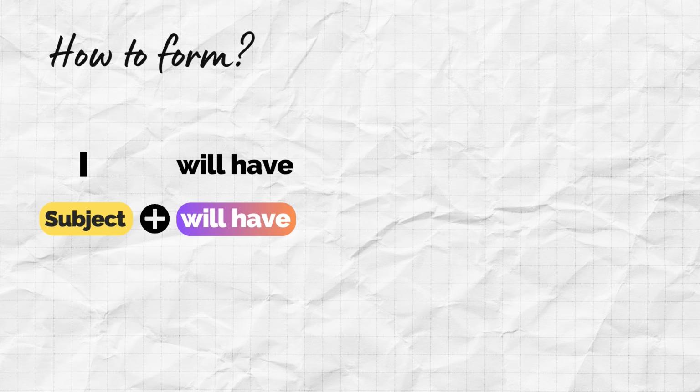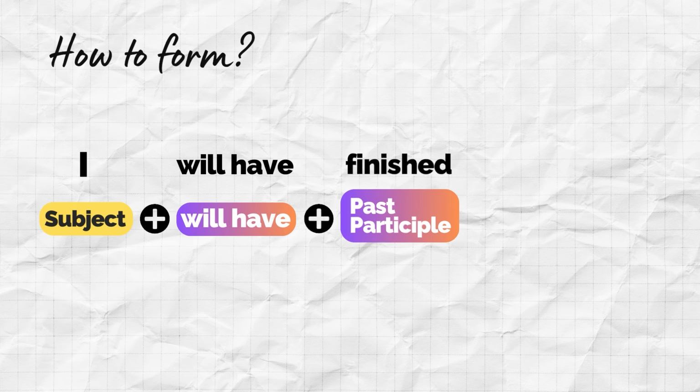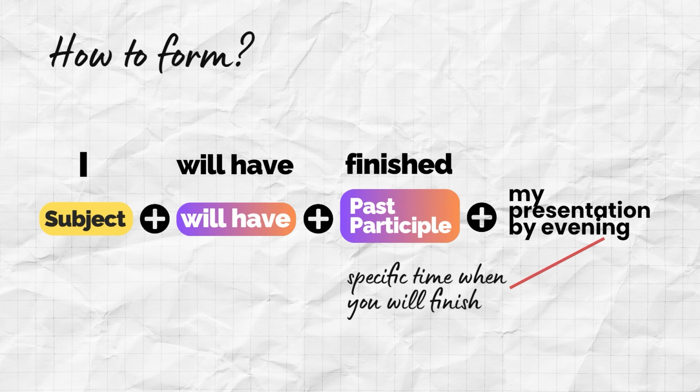Here's how we form the future perfect tense. We start with the subject, followed by will have, plus the past participle form. Did you notice that in all the perfect tenses, we have used the past participle because we are talking about completed actions? Let's look at some example sentences.